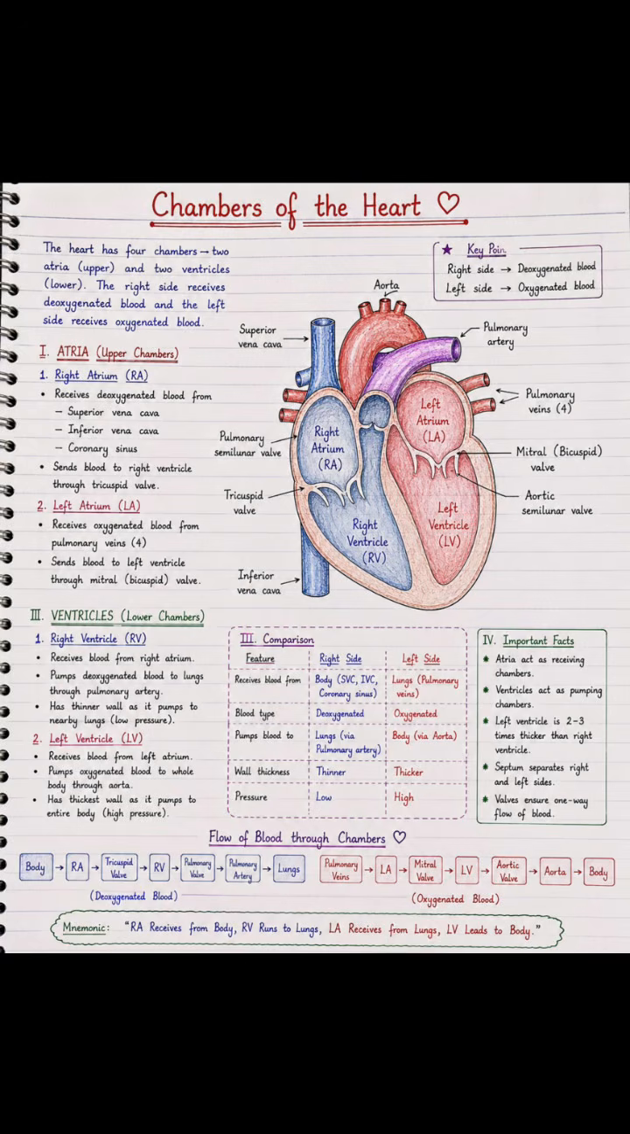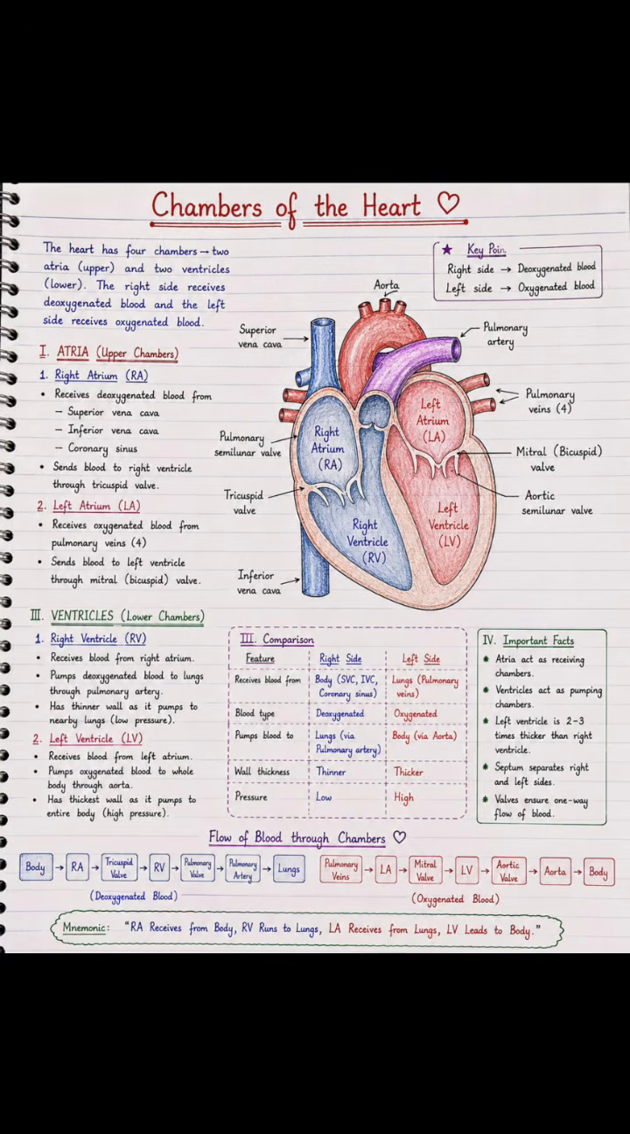Now let's compare the right and left sides. The right side receives blood from the body through the superior vena cava, inferior vena cava, and coronary sinus. The left side receives blood from the lungs through the pulmonary veins. The blood on the right side is deoxygenated, while the blood on the left side is oxygenated.